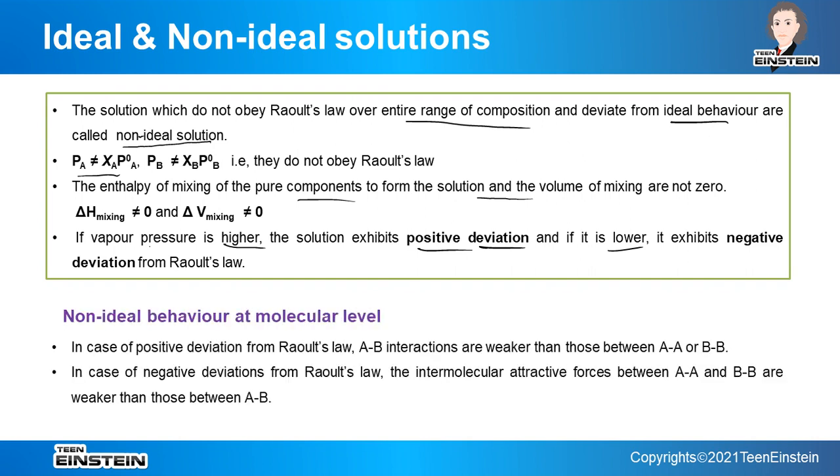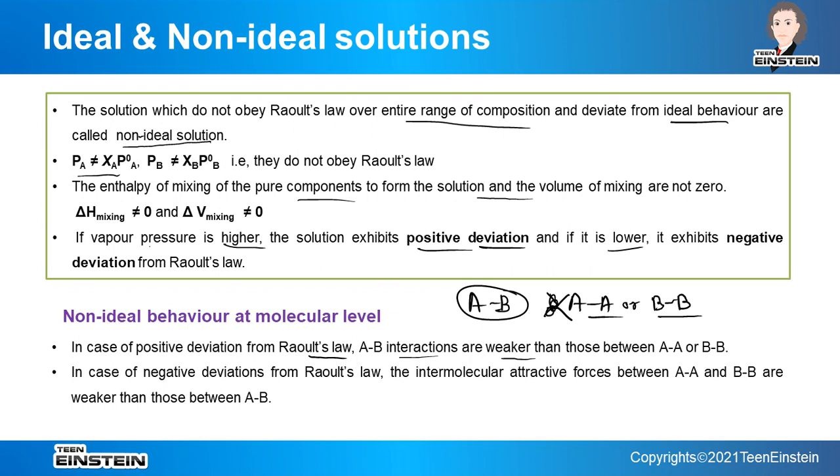That should be very clear. Fine. Now we will try to understand the non-ideal behavior at the molecular level, just as we have seen in the case of ideal behavior. In the case of positive deviation from Raoult's law, AB interactions are weaker than those of AA and BB. In the previous case we saw that these two types of interaction before and after must be the same, but now they are not the same. Now there are two possibilities. The new AB interaction is weaker. So before it was higher, now it is weaker, and that is why there will be positive deviation.